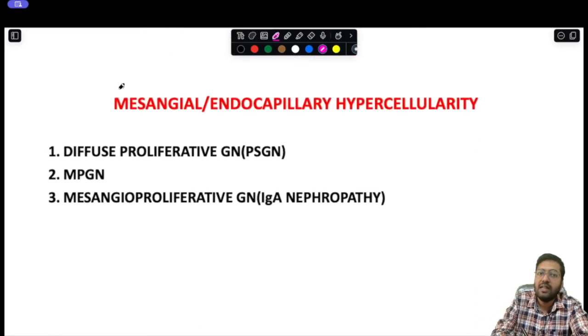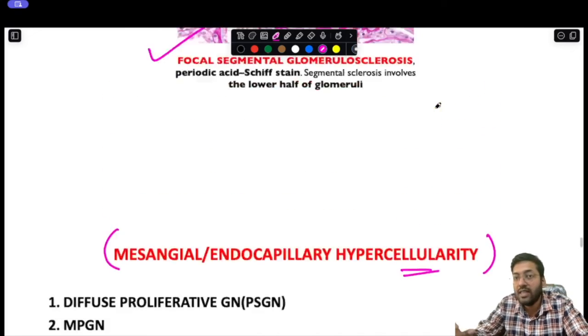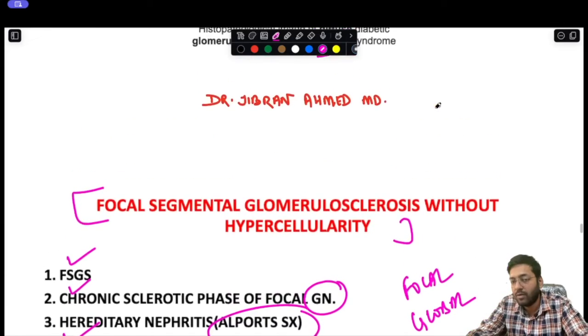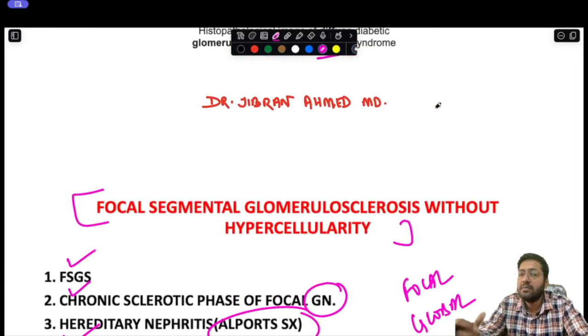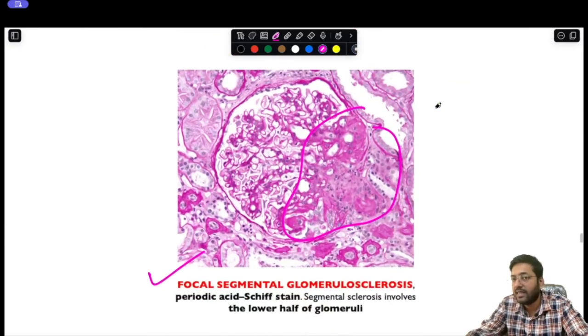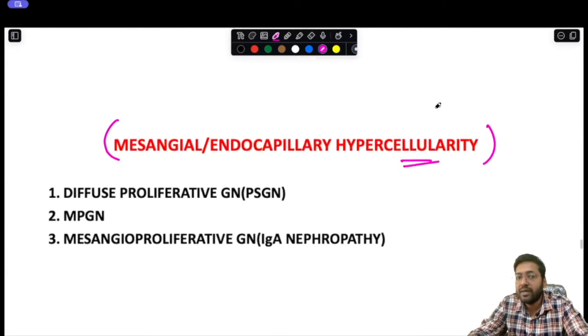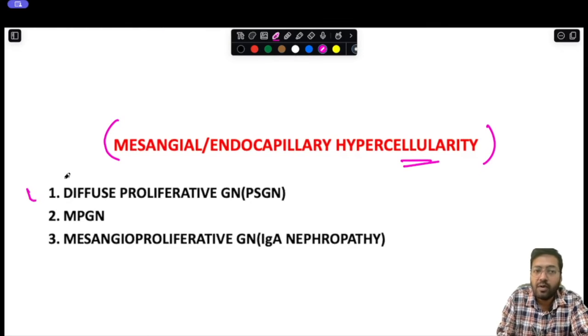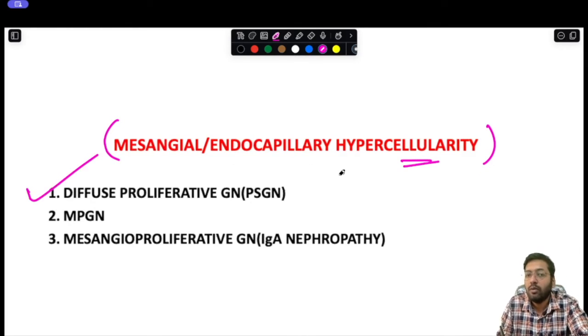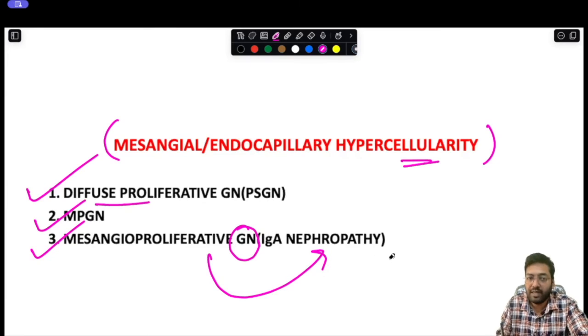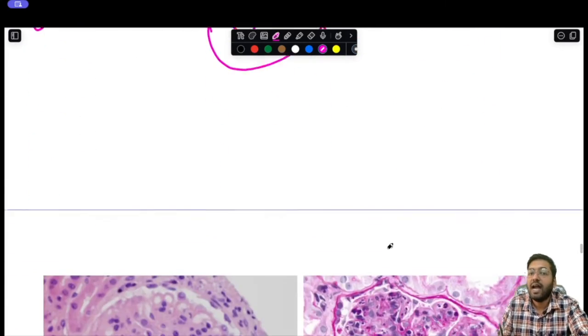Then there are certain conditions where, under light microscopy, you can see mesangial or endocapillary hypercellularity. So till now we were seeing conditions which were without hypercellularity. Maybe there was capillary thickening, maybe there was mesangial deposition, maybe there was a focal change like that. But over here now we are seeing hypercellularity. So very importantly, the first important condition is acute post-streptococcal glomerulonephritis, also called diffuse proliferative glomerulonephritis. Okay. Then we have MPGN, membranoproliferative glomerulonephritis, or mesangioproliferative glomerulonephritis exemplified by IgA nephropathy. Okay, so over here in all these conditions there is hypercellularity.